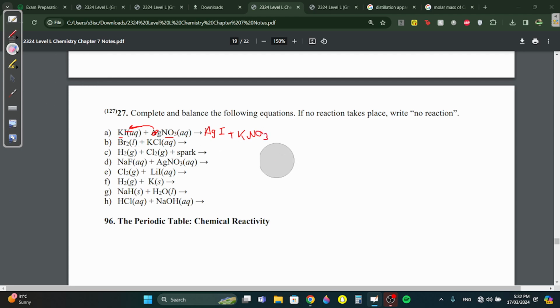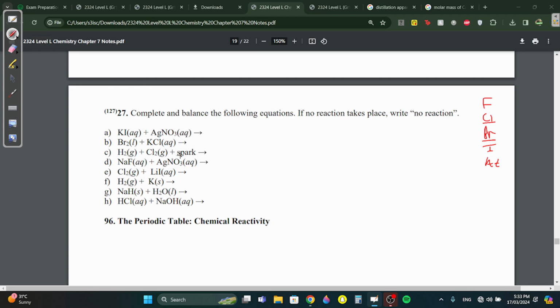Okay, Br2 and KCl. If you can see, this is a halogen, this is a halogen, but this is the neutral halogen, and this is the charged halogen. Remember the halogens were F, Cl, Br, I, At. Remember, it has to be the neutral one, which has 2 as a subscript, that has to be more reactive than the other one. Br in this case is neutral. Is Br more reactive than Cl? Let's see. No, it's not. So we say no reaction. I think a question similar to this came last year in the written.